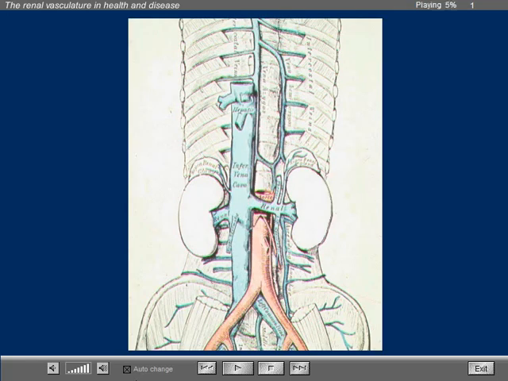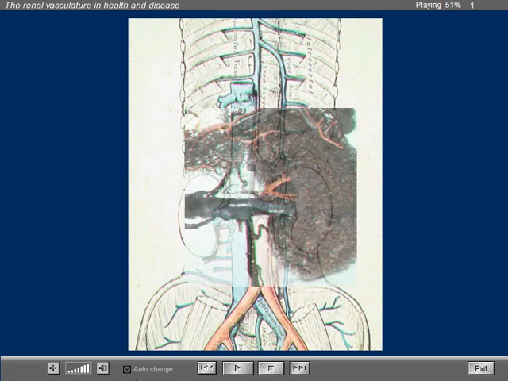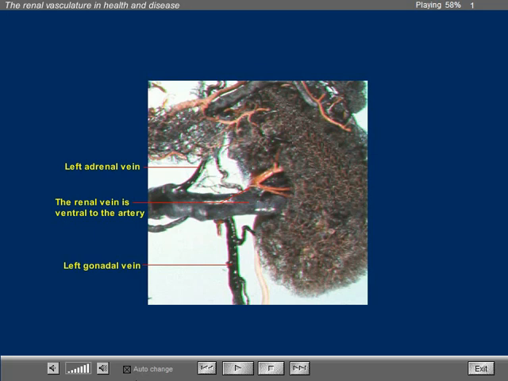Like with the lungs, where the right pulmonary artery is shorter than the left, the right renal vein is shorter than the left because it is closest to the inferior vena cava. The left renal vein receives vessels not received directly by the right renal vein. For example, the left renal vein cephalically receives the major venous drainage of the left adrenal gland, and caudally it receives the left gonadal vein. The renal veins are ventral to the arteries.